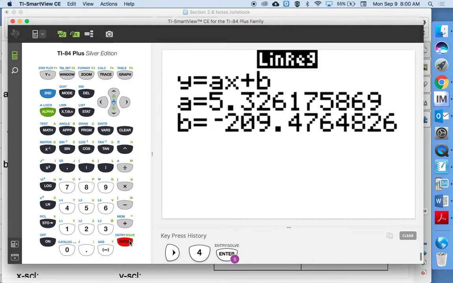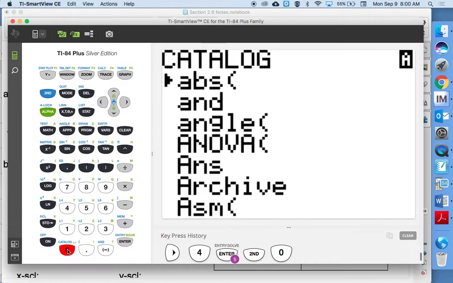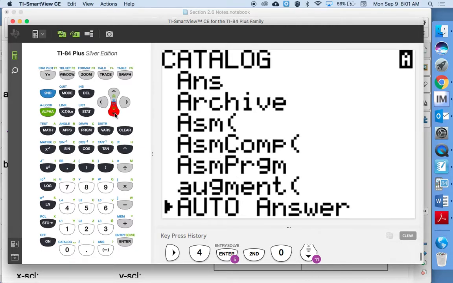But we're going to hit the second button, and we're typing a 0. Above 0, it says catalog. This tells you everything that your calculator can do. So now I'm in the calculator, and we're going to arrow down to where we see diagnostic on. So we're arrowing down till you see the D's, and you're looking for diagnostic on.